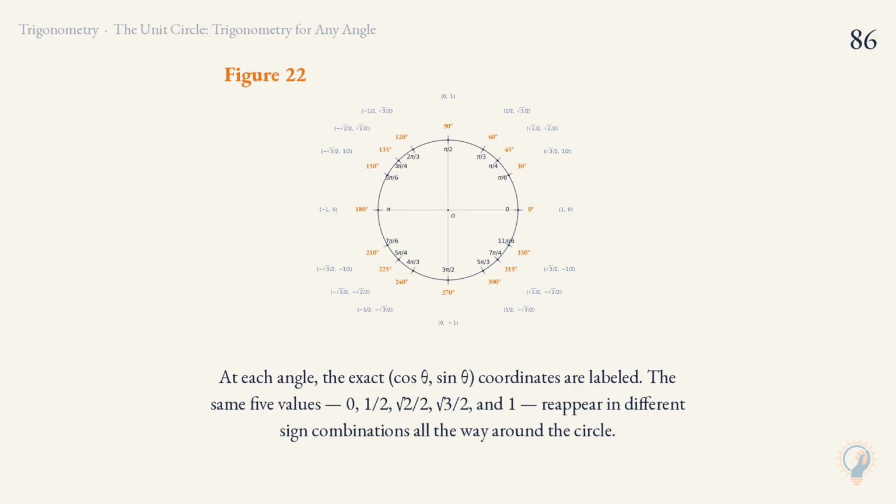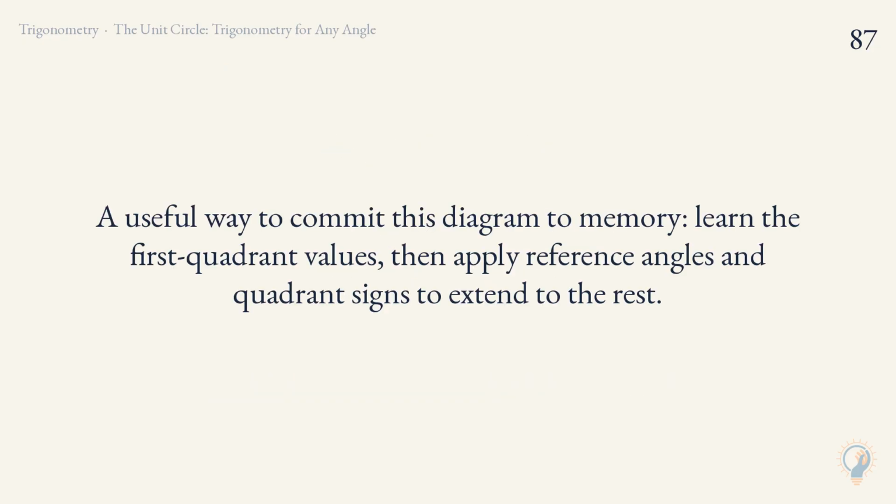At each angle, the exact cosine theta, sine theta coordinates are labeled. The same 5 values, 0, 1/2, square root of 2 over 2, square root of 3 over 2, and 1, reappear in different sign combinations all the way around the circle. A useful way to commit this diagram to memory: learn the first quadrant values, then apply reference angles and quadrant signs to extend to the rest.